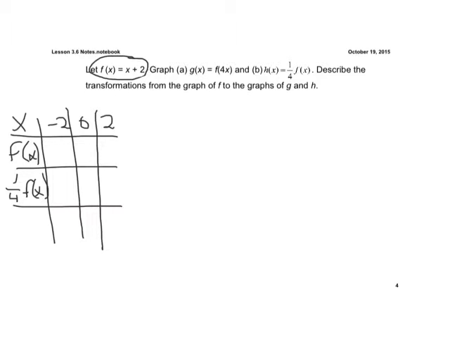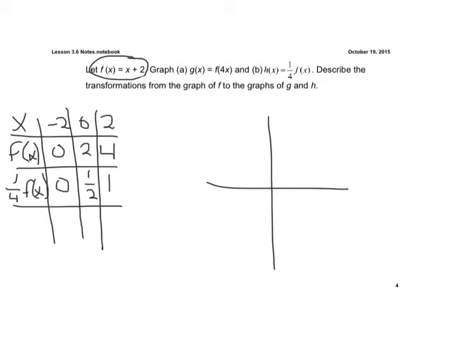Okay, f of x, plug it into our function. -2 plus 2 is 0. 0 plus 2 is 2. 2 plus 2 is 4. Now 1/4 of what we just put, so 1/4 of 0 is still 0. 1/4 of 2 is going to be 1/2. Then 1/4 of 4 is going to be 1.